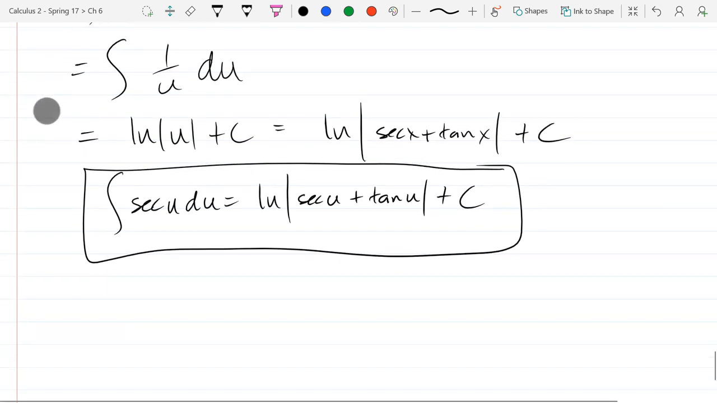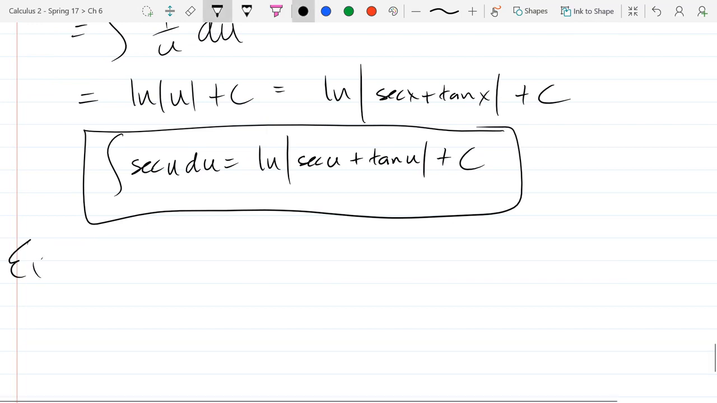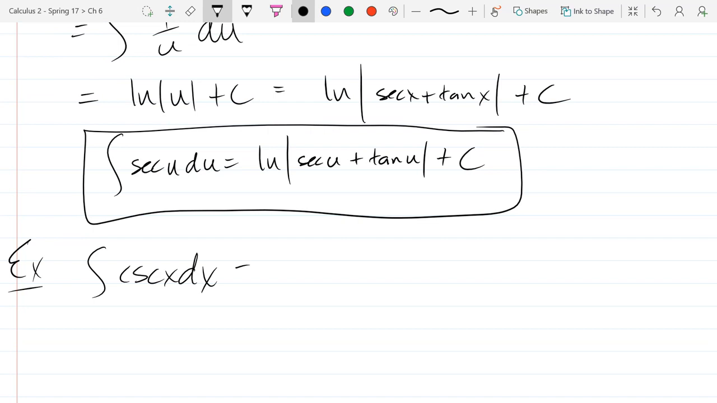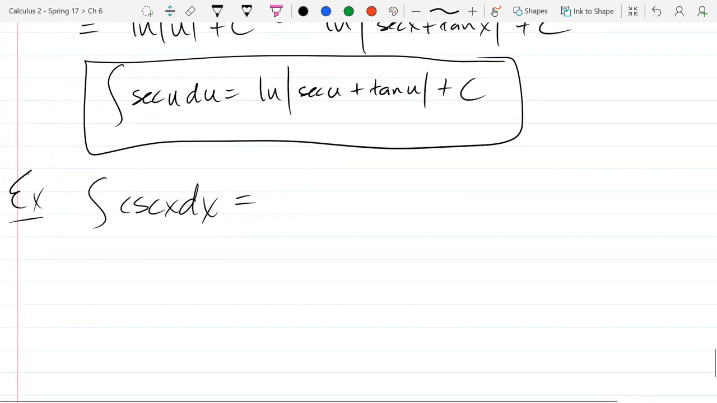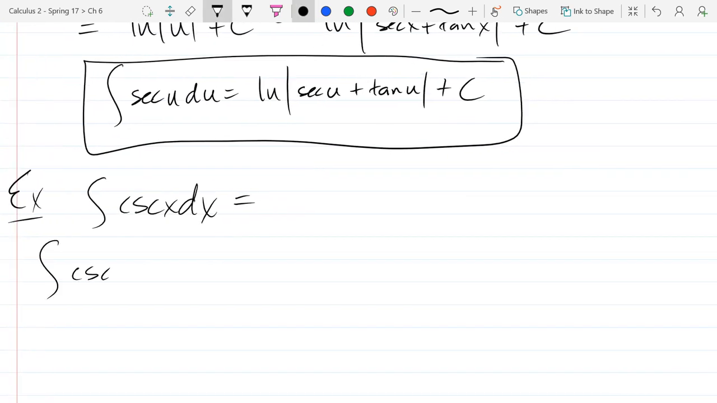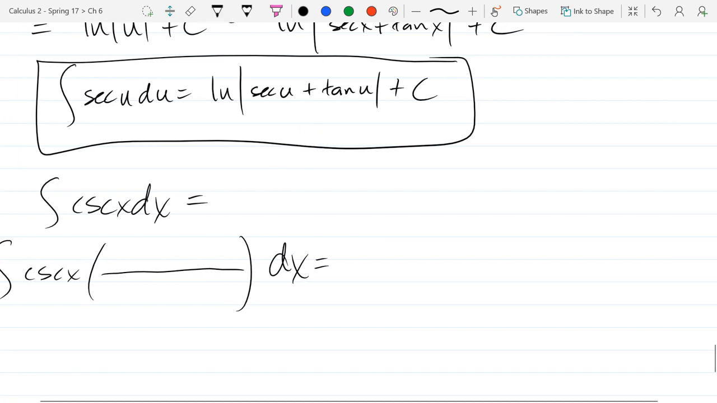So that is our secant, and last one, cosecant. So we'll do the same first step. Well, we've got to figure out what in the world we're going to multiply it by. So let's try to come up with this on our own. Who remembers the derivative of cosecant?